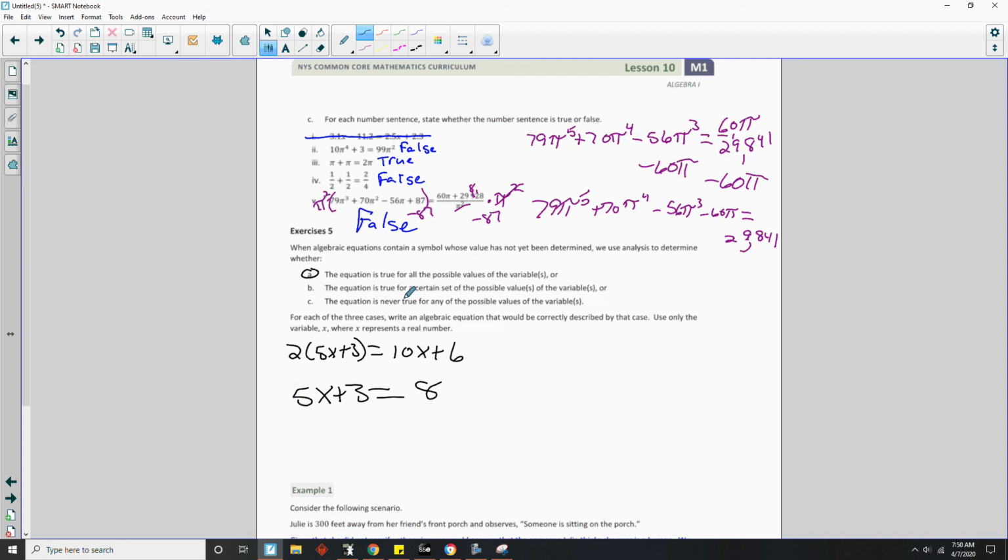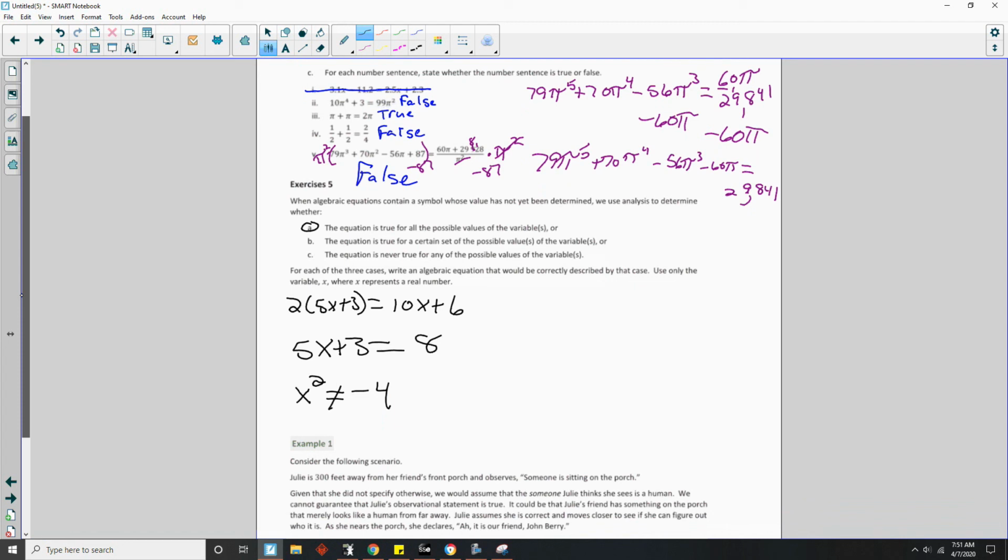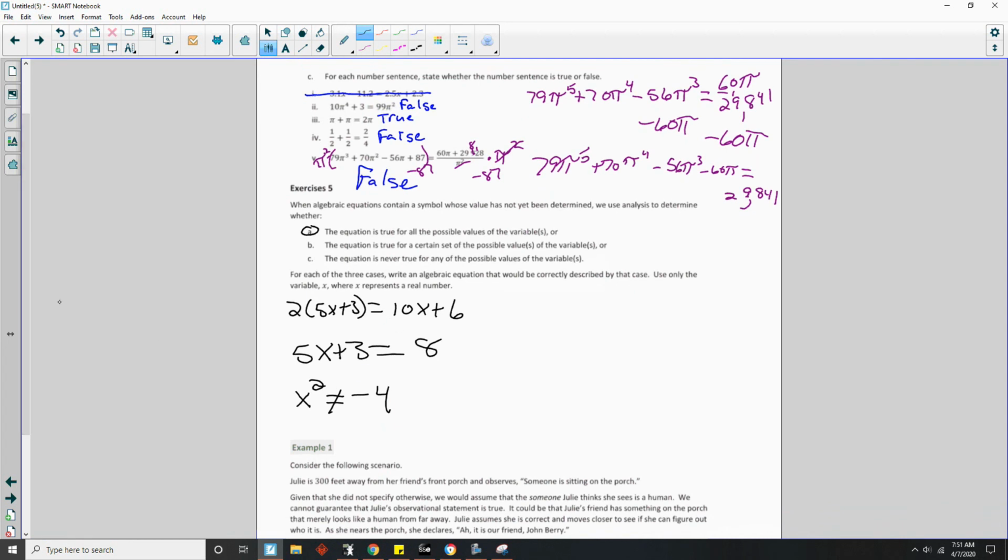C says the equation is never true for any of the possible values of the variable. Well, I can think about certain things. What can a number squared never be? A number squared can never be negative. So x squared cannot equal negative 4. That would not ever be true, because when you square a number, you're always getting a positive answer. Okay, so properties make doing problems like this simpler.